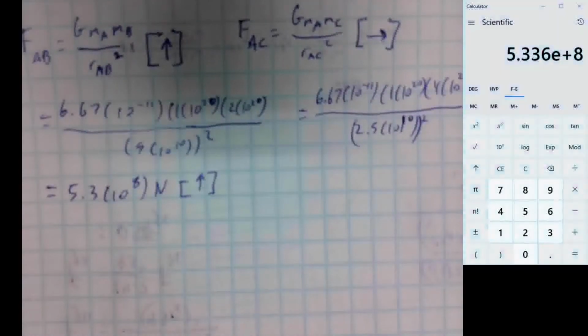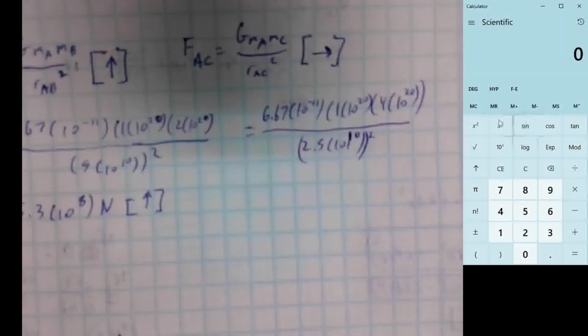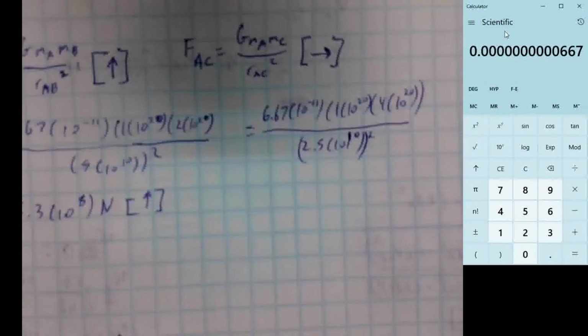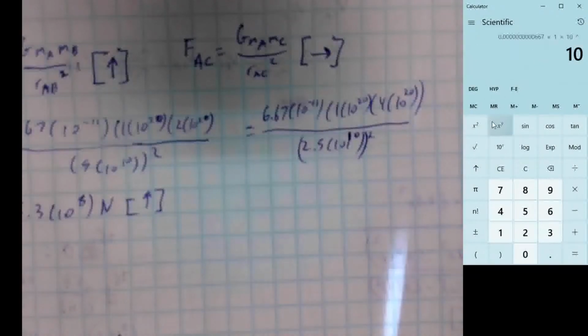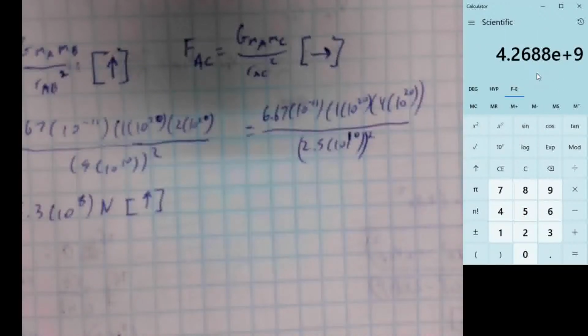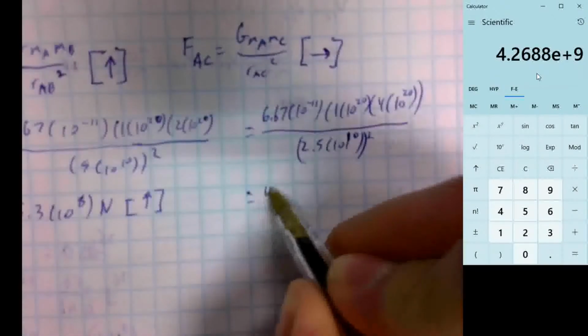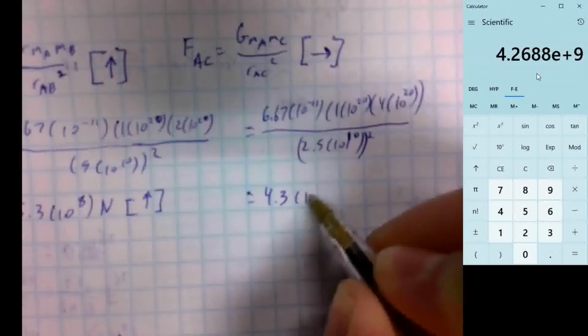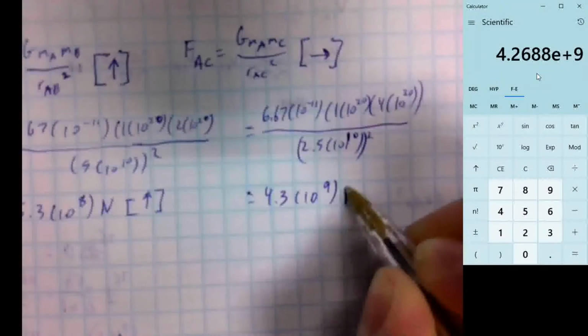Now I have to do this again. So going back here, I can recall my G times 1 times 10 to the power of 20 times 4 times 10 to the power of 20 divided by 2.5 squared and divided by 10 to the power of 10 squared, which is the same as 10 to the power of 20. I end up with 4.3, because of two significant digits, times 10 to the power of 9 newtons to the right.